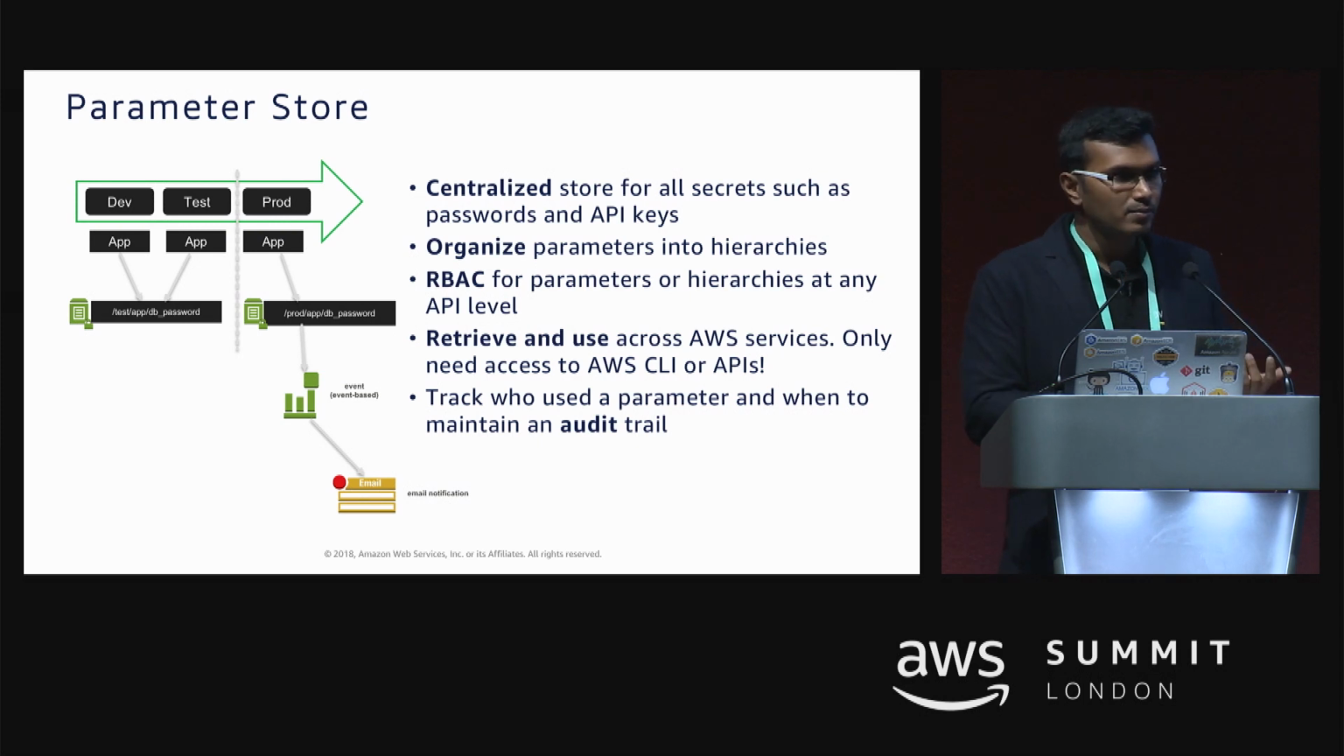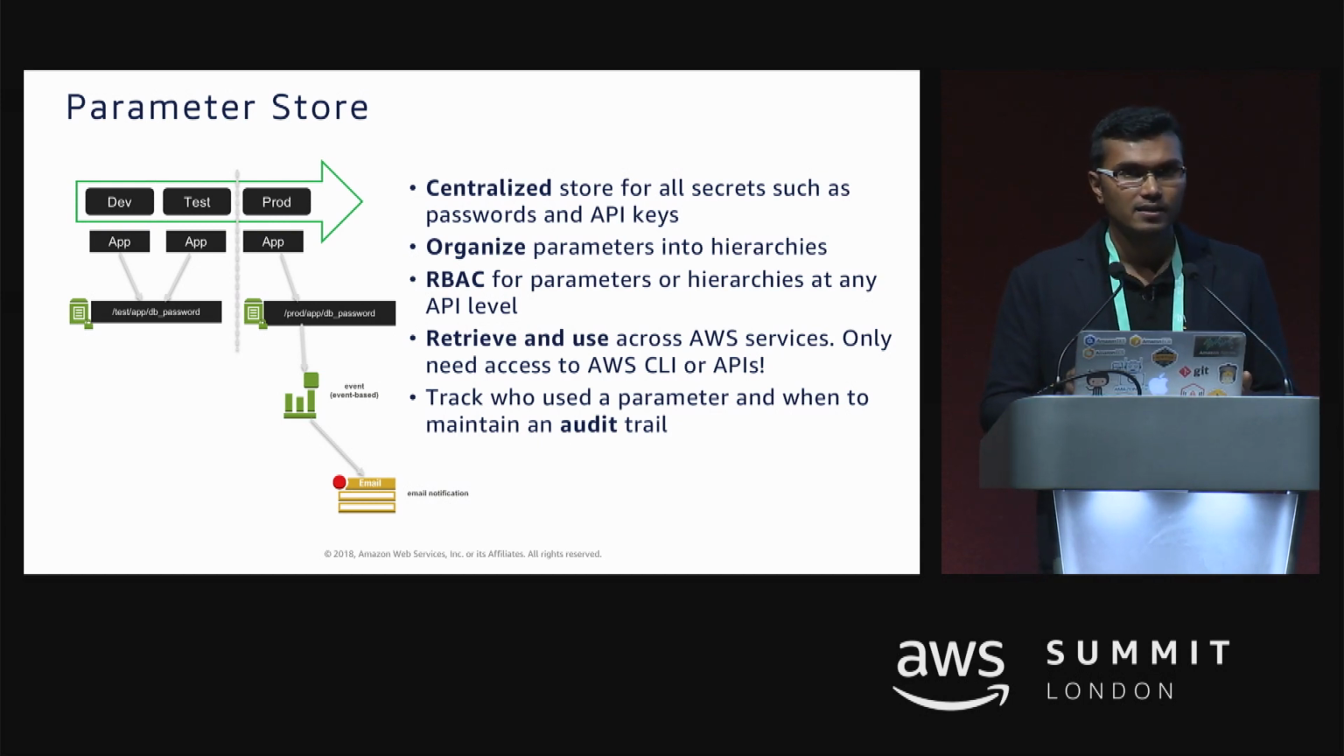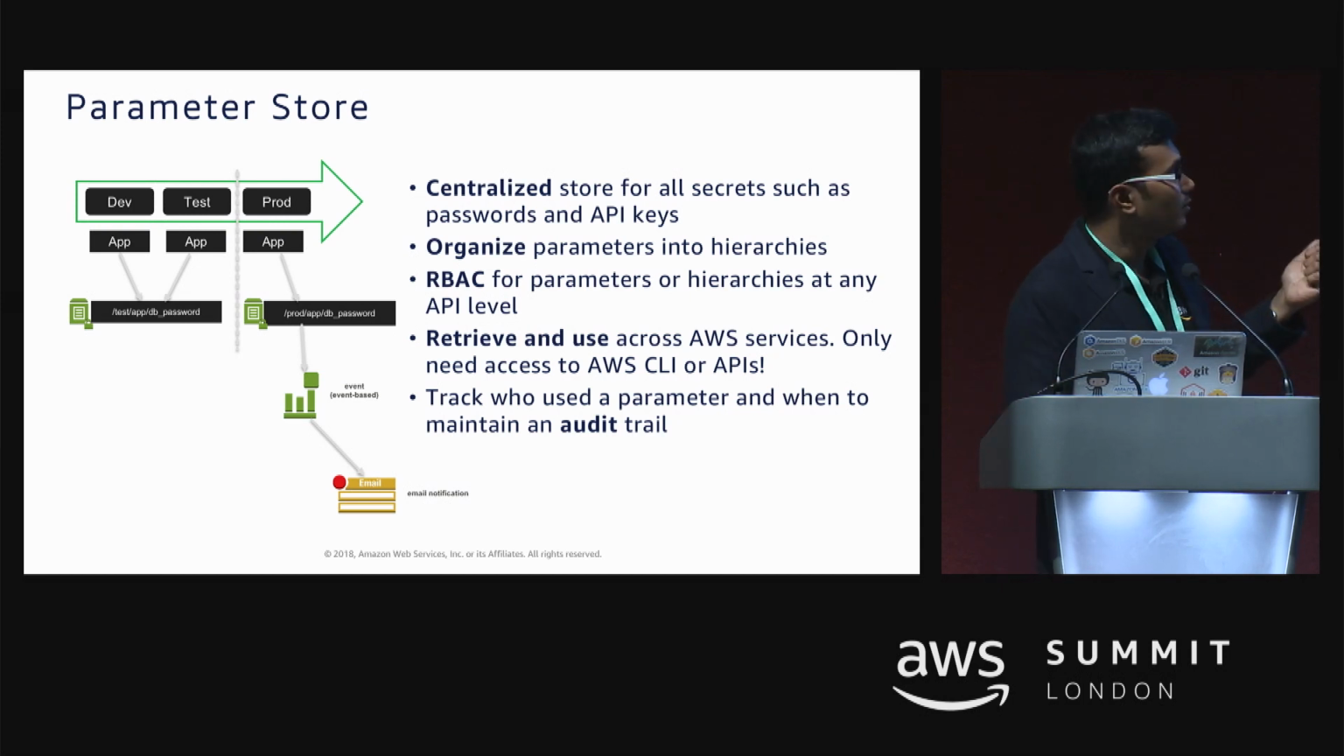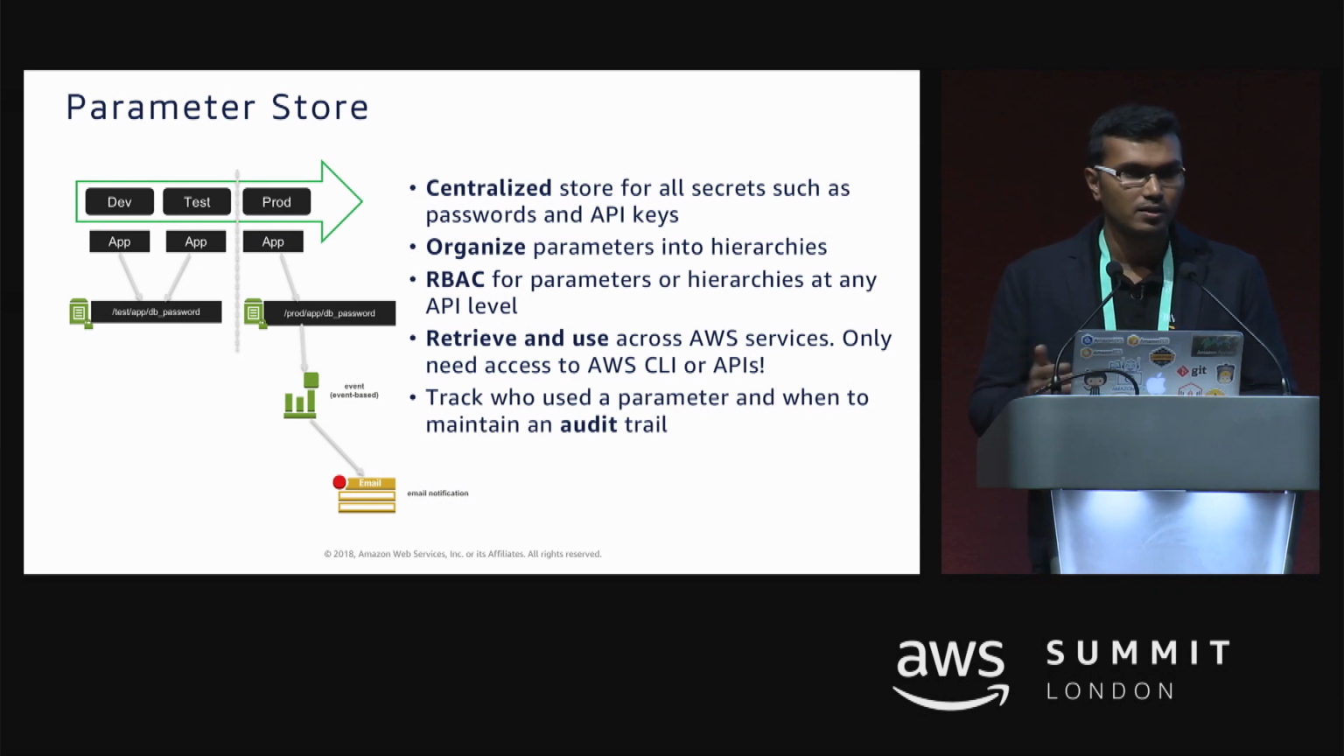So with parameter store, you can use either a key value pair, or a key and a string, or a key and an encrypted string. You can use a service like Key Management Service, KMS, to encrypt that string and store it in parameter store. It also allows you to organize parameters in the form of hierarchies. So in this example, you can see dev, test, prod, and then you can say prod/app/something.